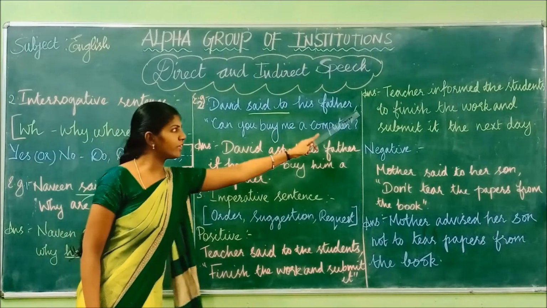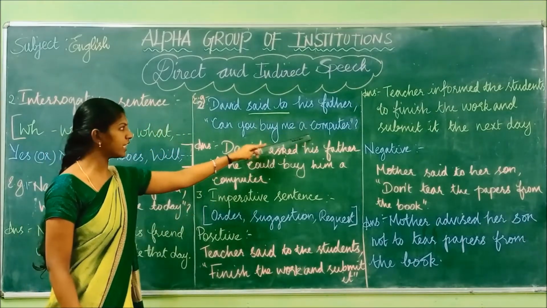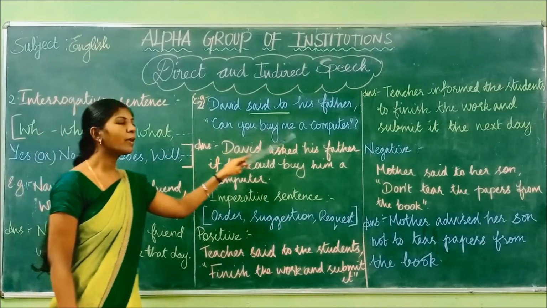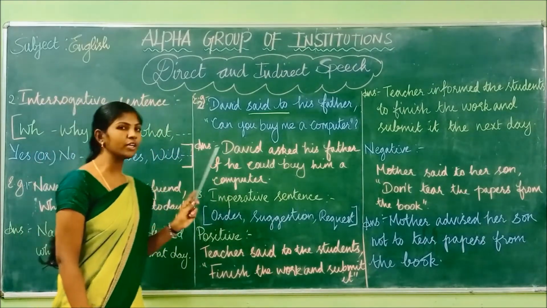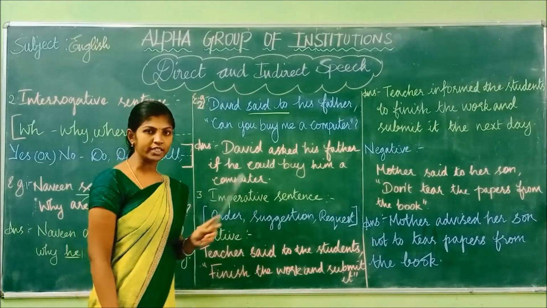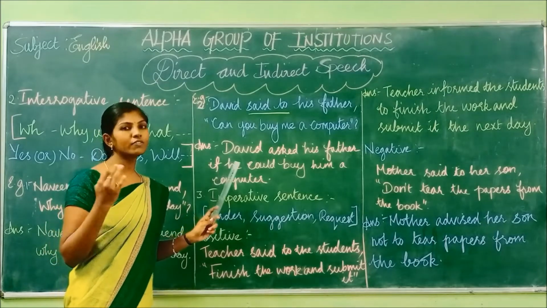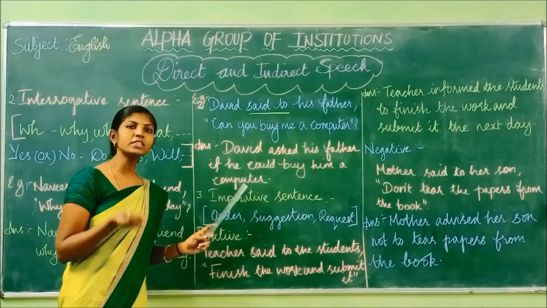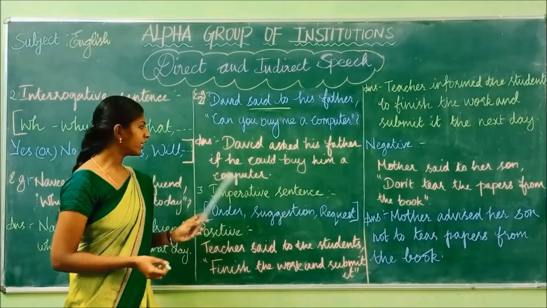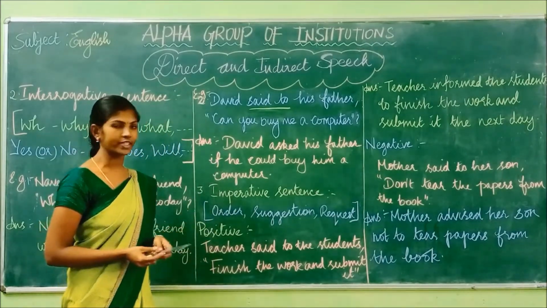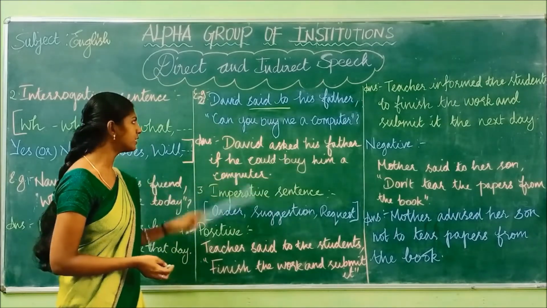Next sentence. See, we are removing this comma and this quotation mark. Now we need to change this sentence. Can you buy me a computer? How would you change it? So when you are writing yes or no sentences, you should start either with if or with whether. Okay? We must use either if or whether. I have used if here for this sentence. Okay? So David asked his father.